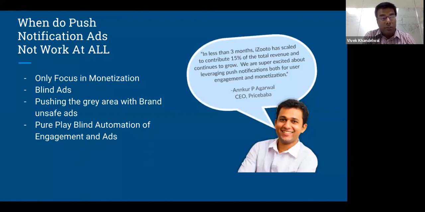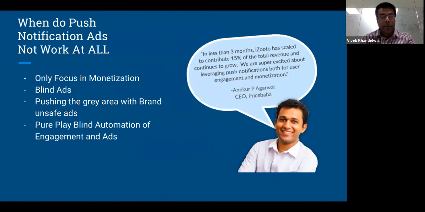What we've also seen, and this is something which a lot of our competition plays in today, is pushing the gray area with brand unsafe ads. This is exactly when you enter the realm of adult dating, gambling, and so on and so forth. As a publisher, if your audience is sensitive to this kind of content, you must cautiously keep an eye out for brand unsafe ads which can potentially get delivered to your subscribers.